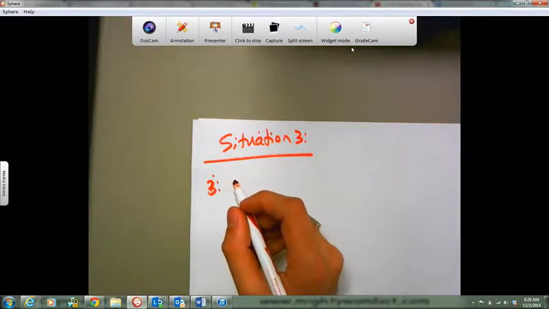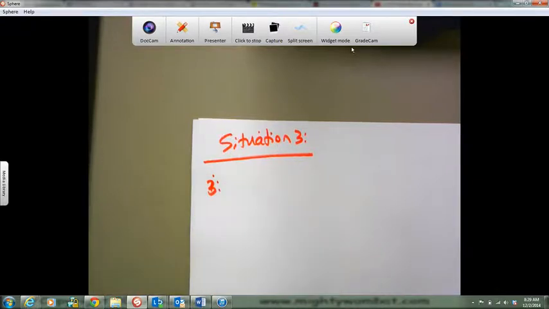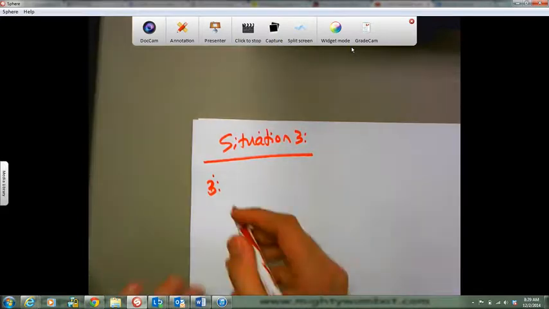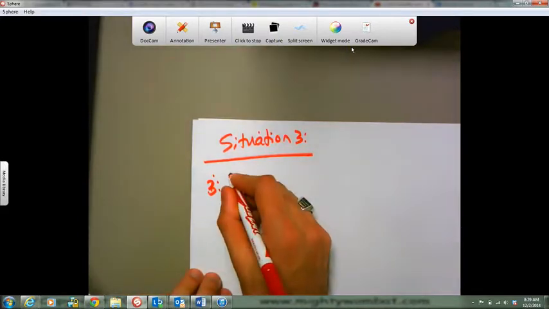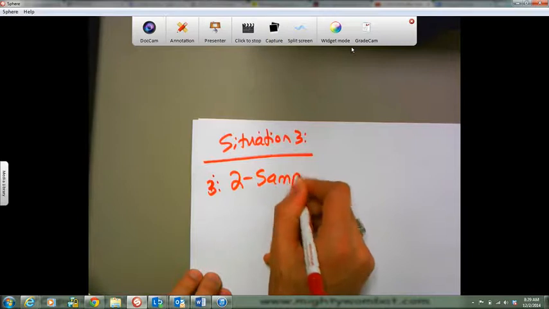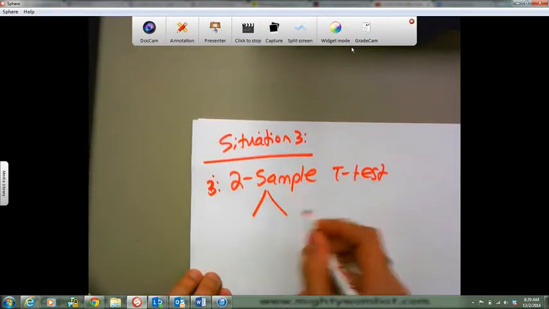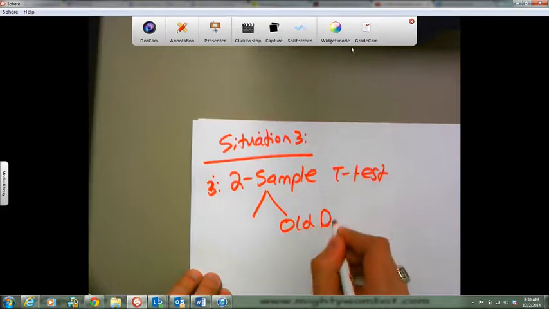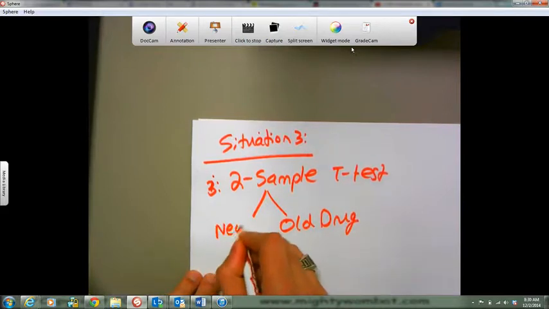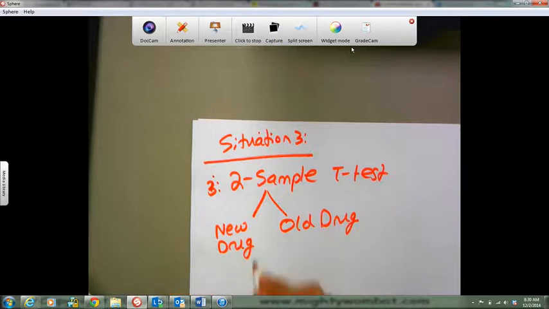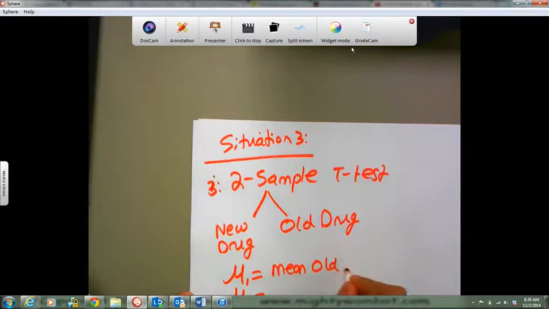The first thing they want us to do is the name of the test. We want a 2-sample t-test. Why? There are 2 samples. There's the old drug and there's the new drug. The parameters to define, we have to define mu1 and mu2. Mu1, let's say, is the mean with the old drug, and mu2 is the mean with the new drug.